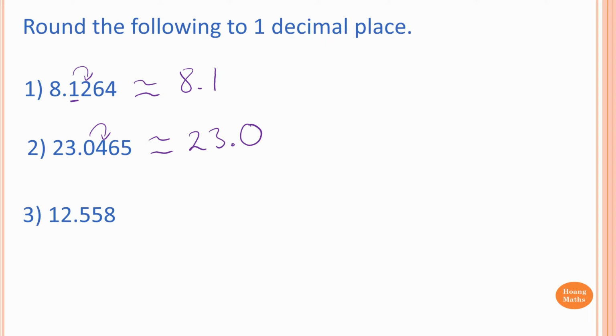Third one, 12.558. We write up to 1 decimal place, so 12.5. Of course, before we write that, the number after 5 is 5. So we add 1 to this 5 here, which is 6. So it is 12.6.